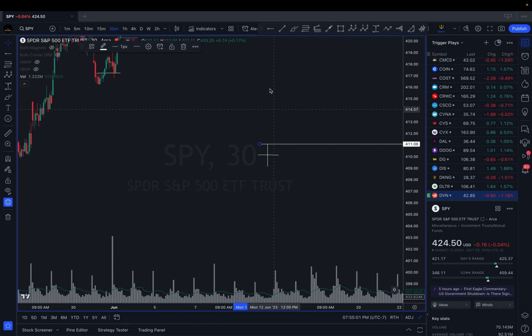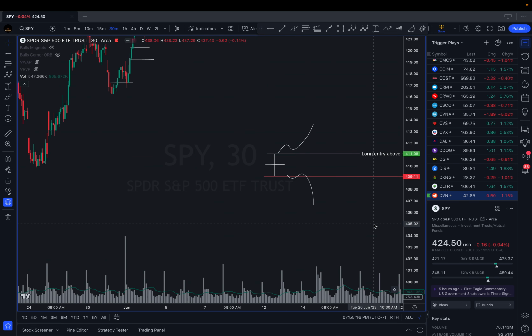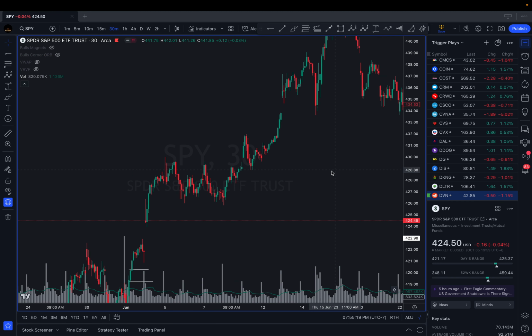So I mark the highs and lows of this candle like this, and if the high of this candle breaks, then I'm going long. If the lows are breaking, then I'm going short, depending on the time frame and setup too, right? And then let's look at some of these dojis.